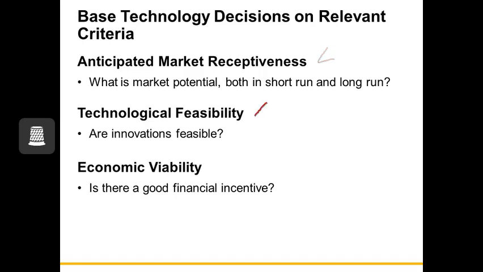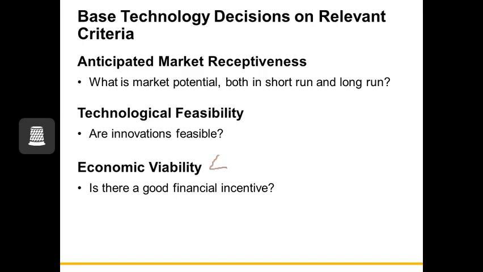Then we have technological feasibility. So, are the innovations feasible? Do we have the technology available to build the product that we want to build? So, is there reason to believe that we actually can build a flying car? Do we have the supporting technology to make this happen? And then finally, we have economic viability. Is there a good financial incentive to do this project? So, if the market wants flying cars and we know we can build flying cars, are we going to be able to make money off flying cars?